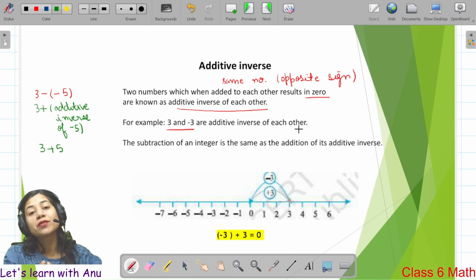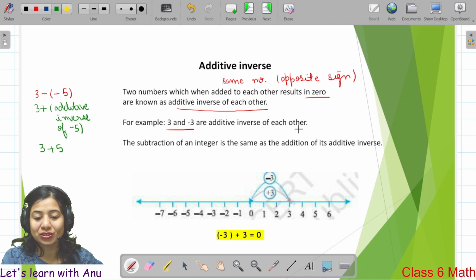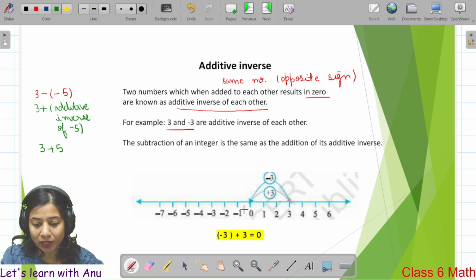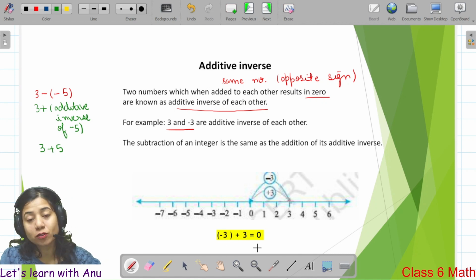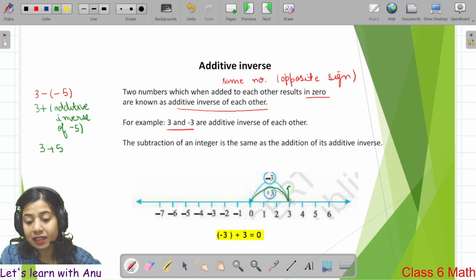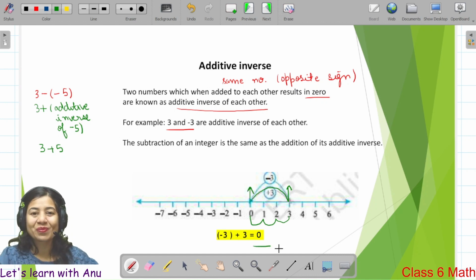So additive inverse is used in subtraction. Here we have demonstrated it with a number line as well. So here we have added -3 and 3. The resultant comes out to be 0. Firstly, we jump to 3. Then -3 is there. So we'll move 3 steps backwards. So the resultant is 0.